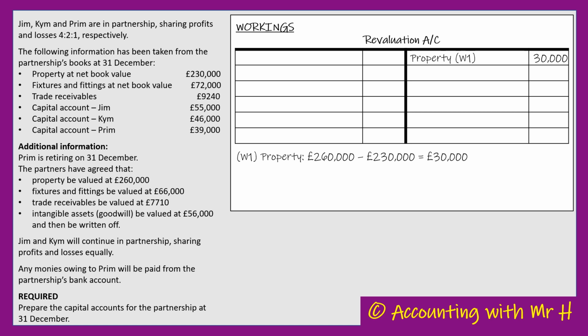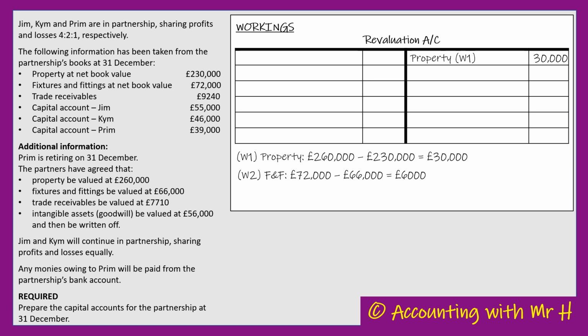Second thing that's happened, the fixtures and fittings in the books have a net book value of 72,000, but the partners have now agreed that they should be valued at 66,000. So, working number two, the difference is 6,000, but this time it's a decrease in value. Maybe they've decided they haven't quite done enough depreciation, or maybe they've realised one of the fixtures and fittings is in a sorrier state than they thought. So they've said, actually, these fixtures are not worth 72, they're only worth 66. Well, it's only fair that Prim gets some of that 30,000 from the property. It's equally only fair that Prim suffers some of this 6,000 fall in value on the fixtures.